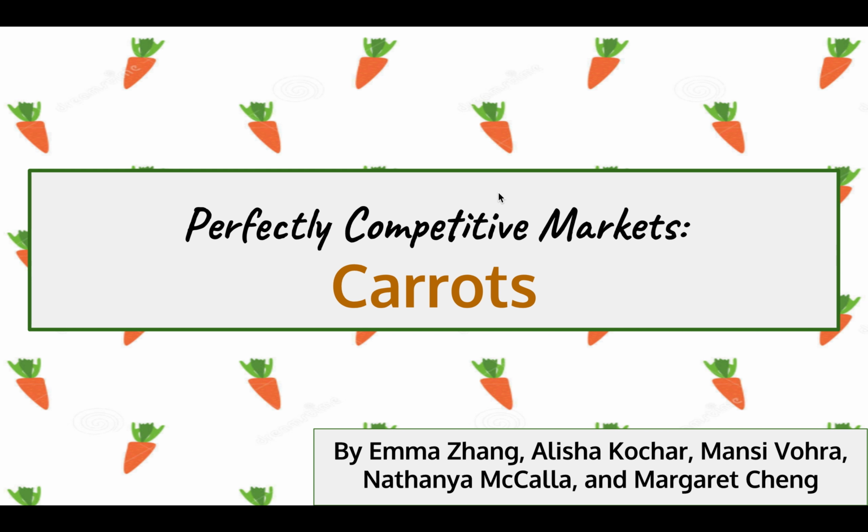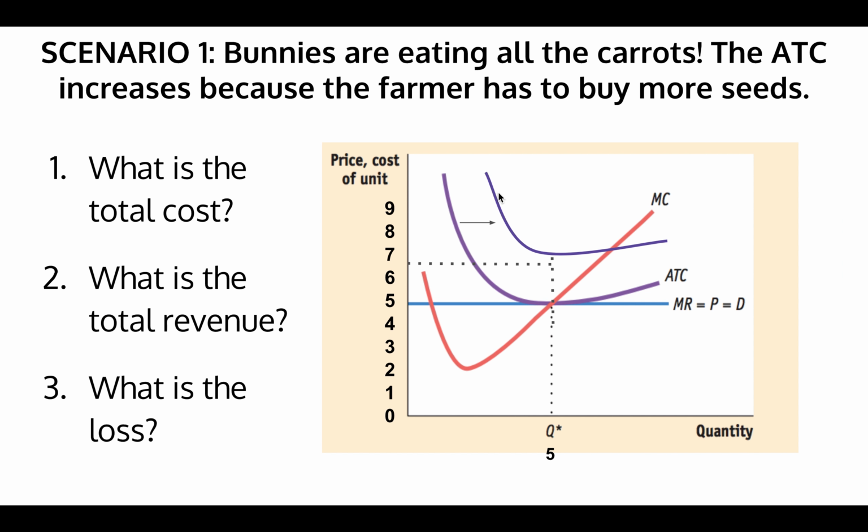So, the perfectly competitive market of carrots. In scenario 1, suppose that bunnies are eating all of the carrots. So the ATC would increase because the farmer now has to buy more seeds. If the ATC were to increase to the new line, which is over here, what would be the new total cost, what's the new total revenue, and what is the loss?